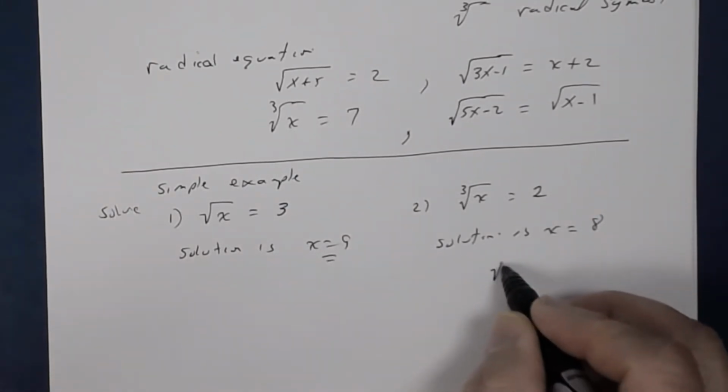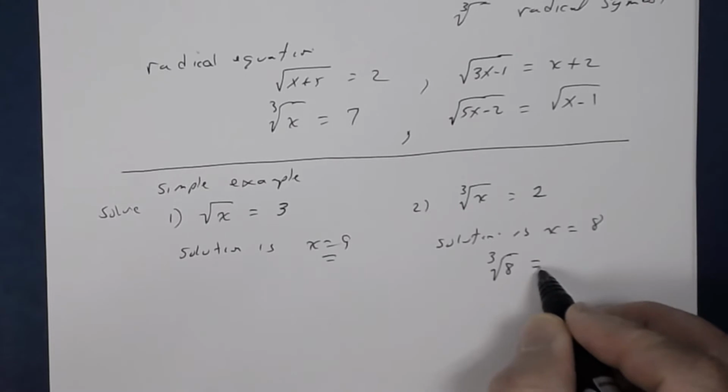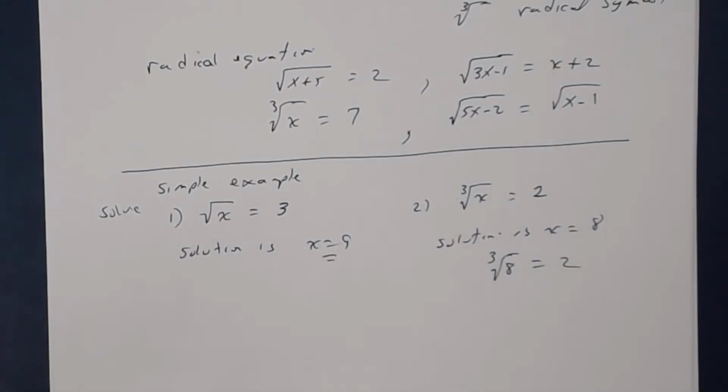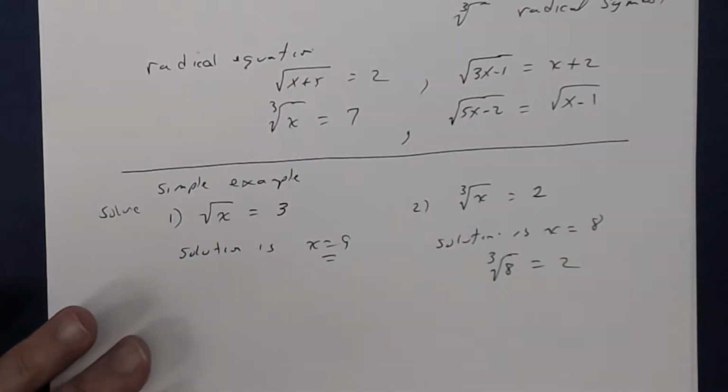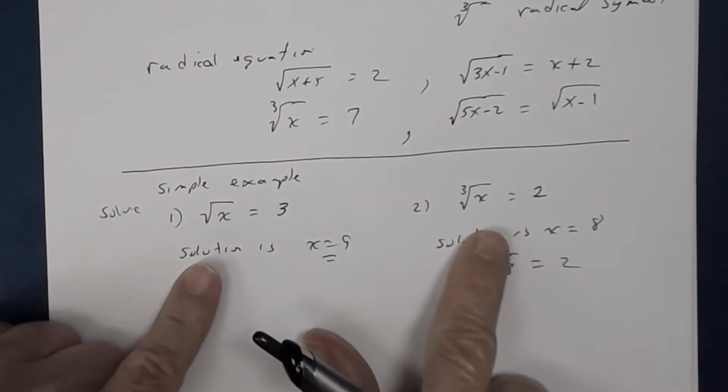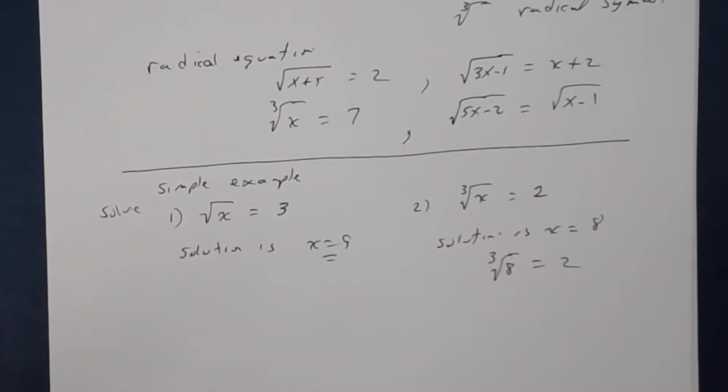The cube root of 8 is equal to 2. But I want you to think about something. You did these two without any algebraic manipulation at all. But I want you to think about this.